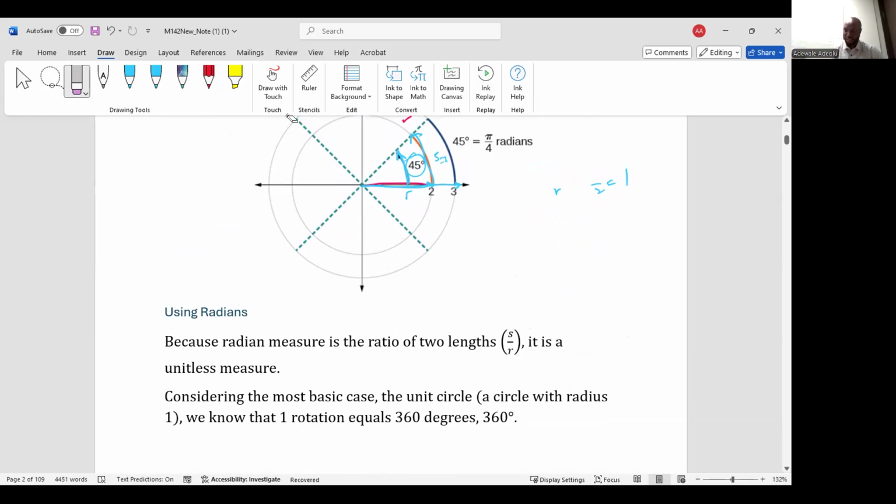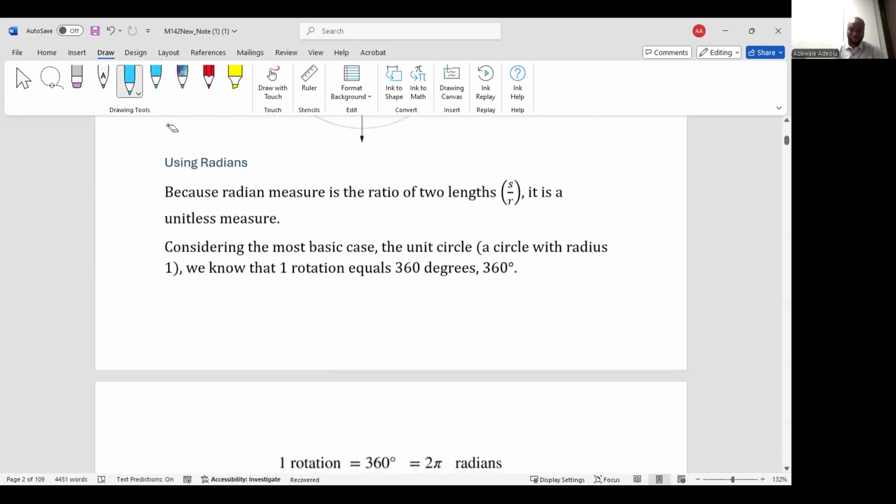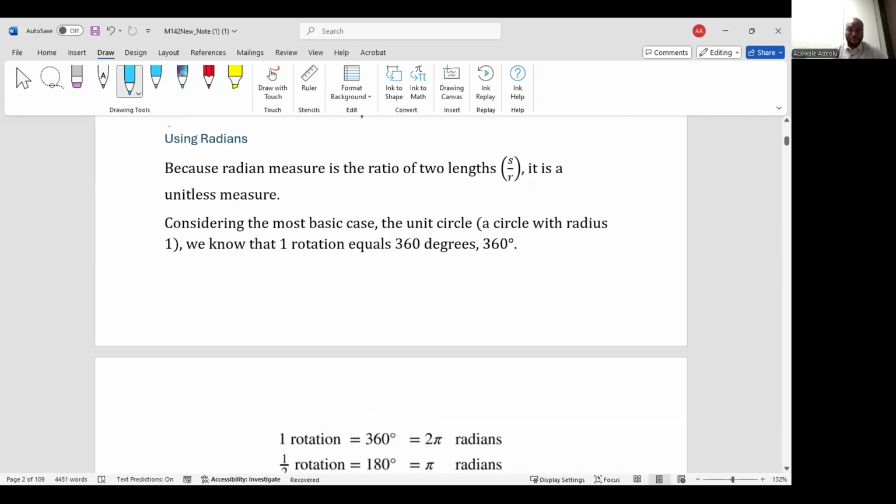The angle stays the same, even though we have different measures of the radius. Okay, so using radians, because a radian measurement is the ratio of two lengths, like I've explained, S to R, it is unitless. For example, if the length of R is 2 centimeters, as we had the other time, and S is 2 centimeters, centimeter will take care of centimeter, and then it is unitless. No unit again, because that is going to give you 1. So just call it 1 radian.